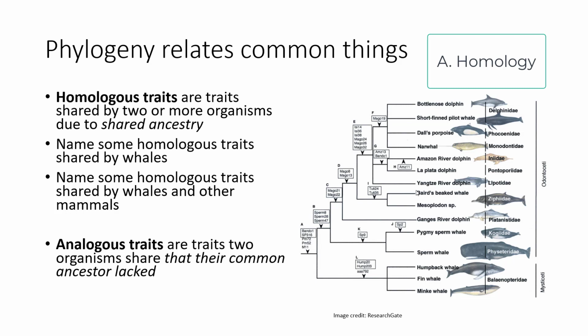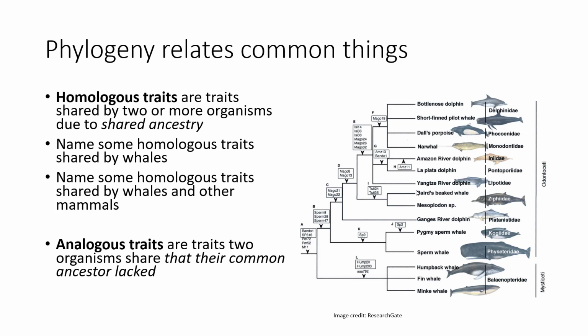Homologous traits are any traits shared by two or more organisms due to shared ancestry, and we can see that such as in the baleen whales, which all have baleen. So name some homologous traits shared by whales in class, name some shared by whales and other mammals. We'll be doing that in class, of course. You can think of some on your own.